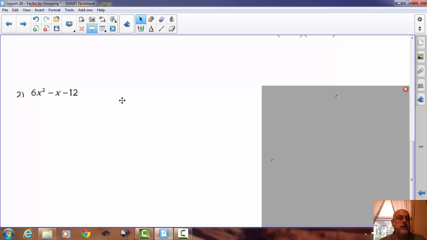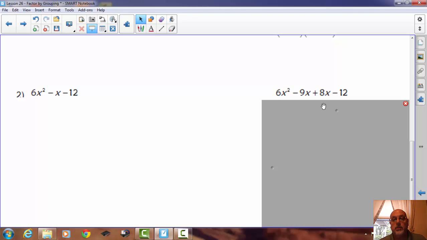Welcome back. Let me take you through the solution. Step 1 is multiply a times c. A is 6, c is negative 12. That's negative 72. So we're looking for two numbers, a negative and a positive, that multiply to negative 72 and add to negative 1. Well, 9 times 8 is 72, so we're going to replace the negative x with negative 9x plus 8x. Negative 9 plus 8 is negative 1, so we can substitute that.